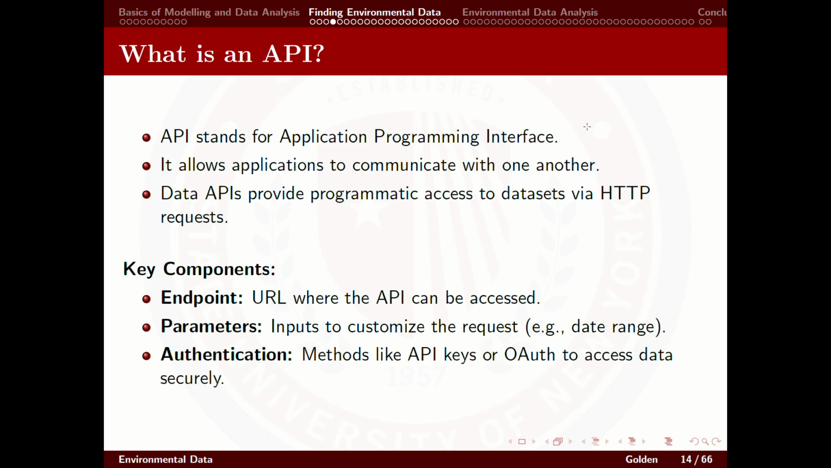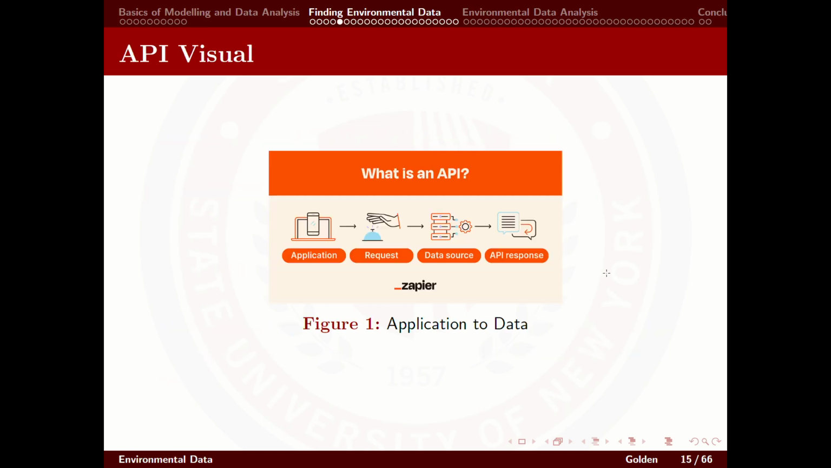API stands for Application Programming Interface. It allows applications to communicate with each other. It's how the database talks to the web and how the web talks to itself. APIs provide programmatic access to a database via HTTP request, a Hypertext Transfer Protocol language. There's a URL where the API can be accessed, then you add some parameters to customize the request, and then you use authentication methods.